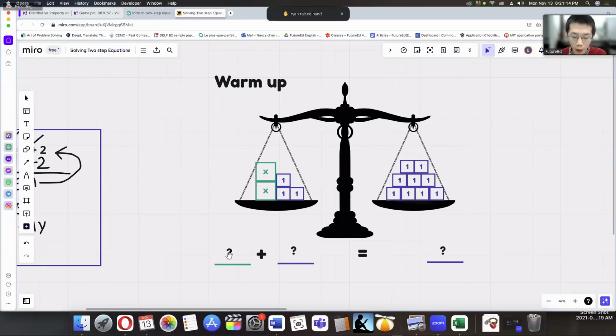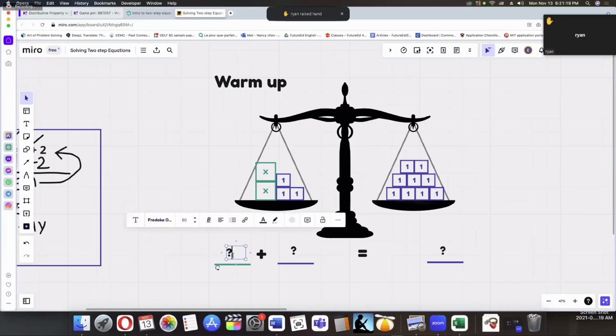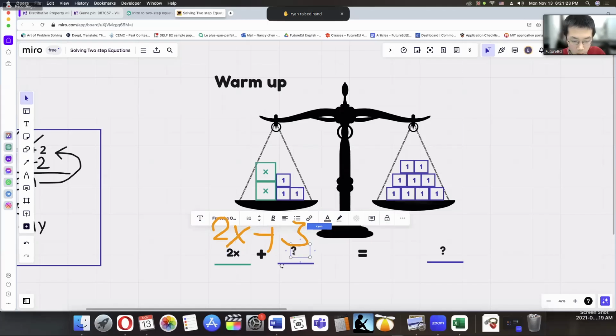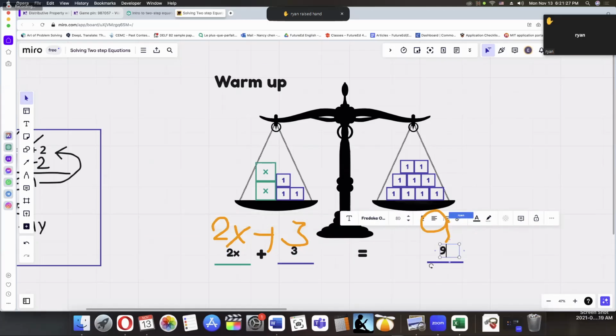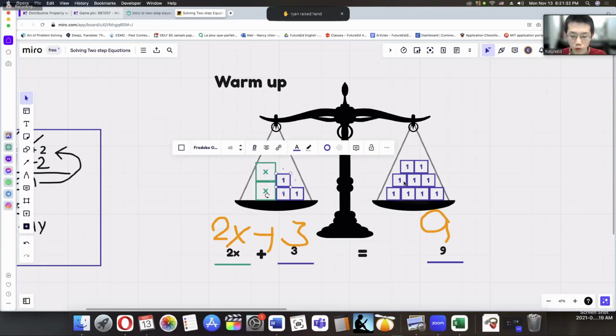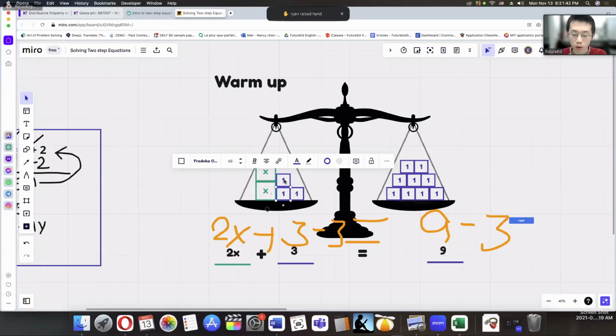So how would you write out the equation if I gave you this picture? 2x plus 3 equals 9. Good. And then what can I do to this picture? What do I need to get rid of to isolate the x? I just want to find x. Minus 3 from each side. Mm-hmm. So what would that mean on the picture? What would I have to do?